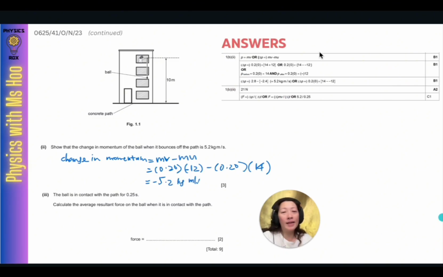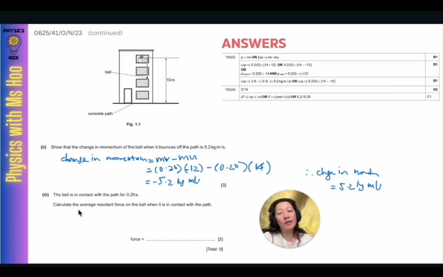Now the mark scheme does say that it should be a positive, and for some reason they're using mu minus mv instead. Personally, I think that you still get the correct answer because it is, after all, final momentum minus initial momentum. But if you want to be on the safe side, because change of momentum normally is a magnitude, you can write in the end here that the change of momentum is based on a magnitude, which is 5.2 kilograms meters per second. So that's how you solve a show question. You treat this as if you are supposed to calculate this value and the final number should be equal to the value they've given to you in the question.